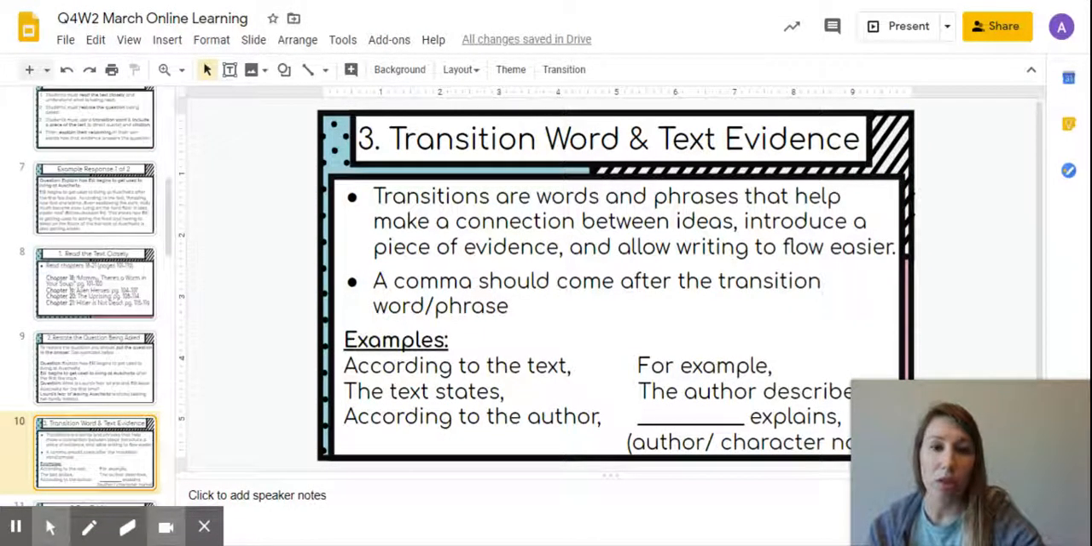Next you would include your transition word. So transition words and phrases help make a connection between ideas, introduce a piece of evidence, and allow your writing to flow easier. Don't forget, a comma should come after the transition word or phrase. And here's a bunch of different examples: according to the text, the text states, according to the author, for example, the author describes. And in this one, you can either put in the author's name or a character's name. So Ellie explains, or Miss Bitten-Jackson explains. Either one would be fine.